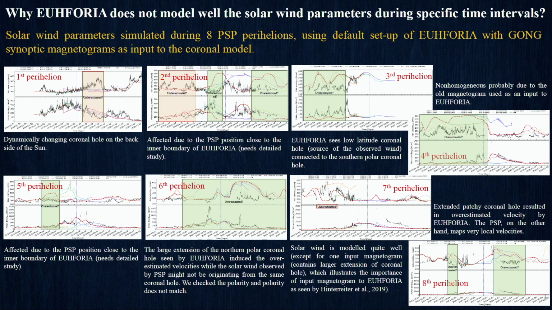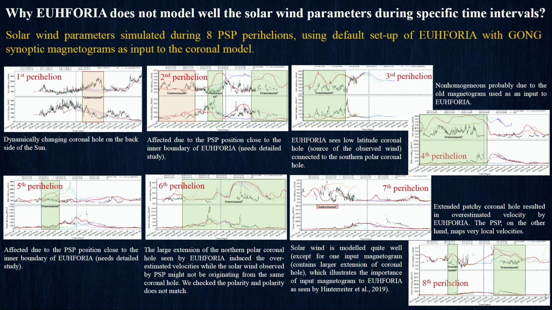And here we focus only on modeling the velocity and density of solar wind, as these are the main indicators which say whether a solar wind is fast or slow. On the x-axis we have time, and on the y-axis, on the top panel we have velocity, and on the bottom panel we have density. We have marked the period where the difference between the PSP and model data are significantly large compared to the fluctuations in PSP, and we have color coded the underestimation of velocity by red and the overestimation by green.